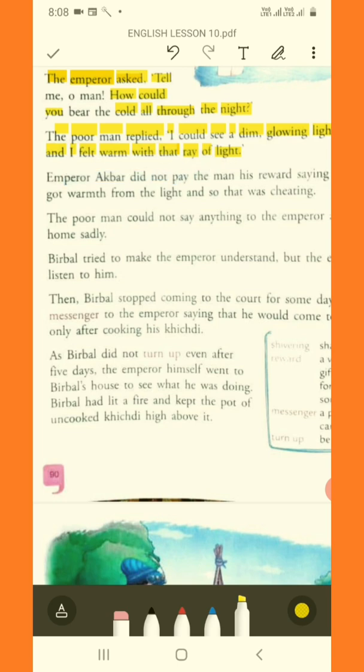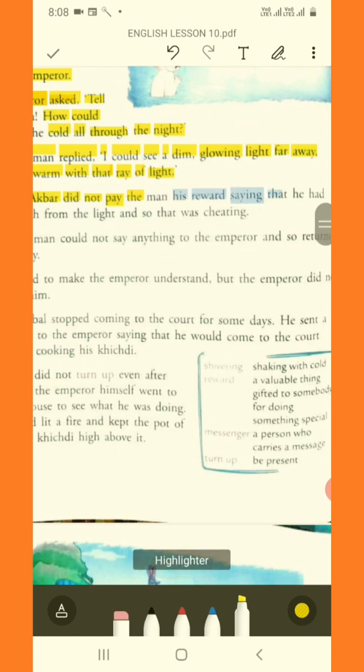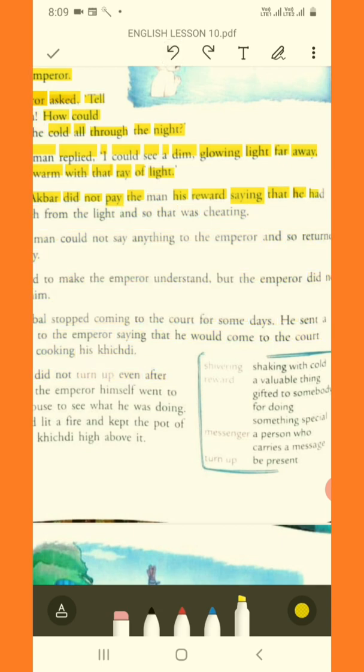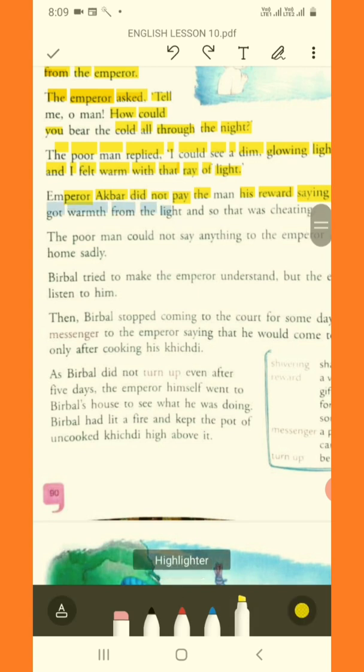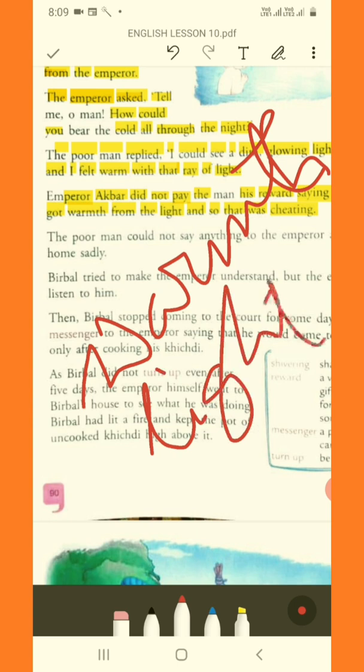Emperor Akbar did not pay the man his reward, saying that he had got warmth from the light, and so he was cheating. So the emperor, without even thinking that it's not possible for the man to get any kind of warmth or heat from that small light bulb, declared that no, I'm not going to give you any kind of money. You cheated, you got the warmth from the light bulb. Now I'm not going to pay you the money, he declared.